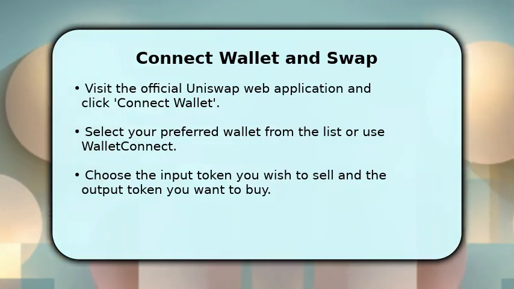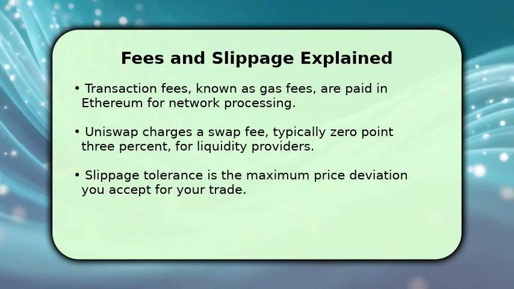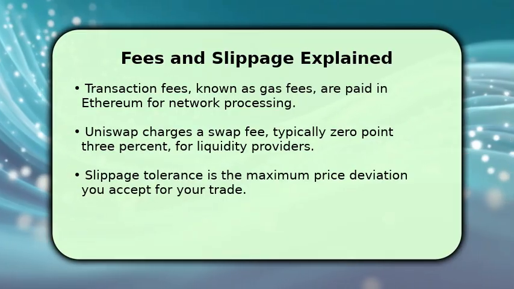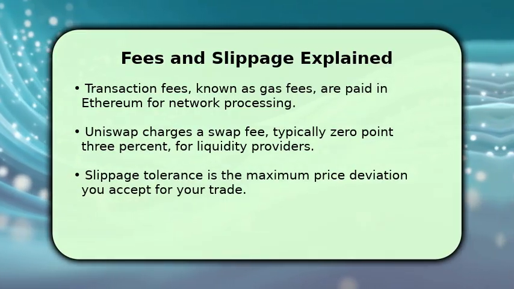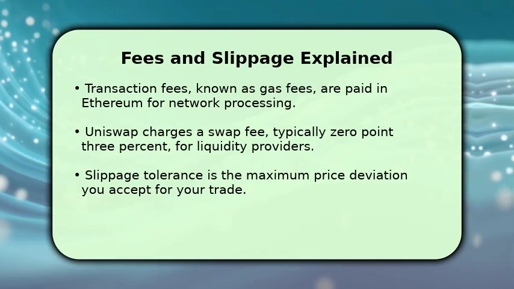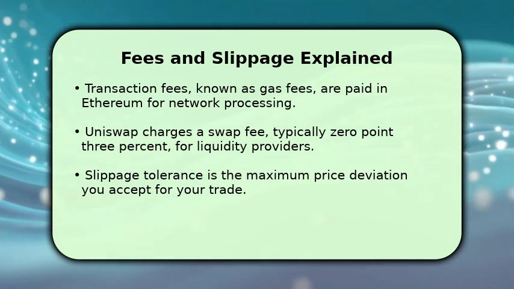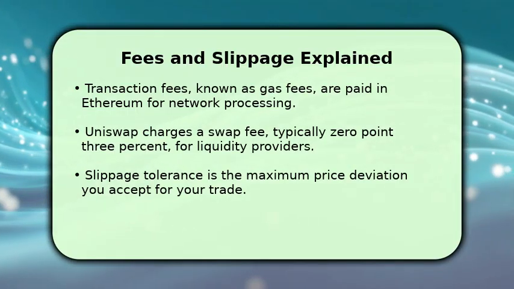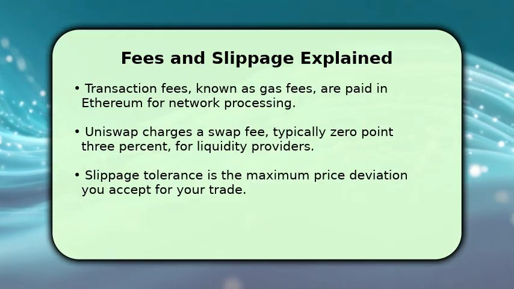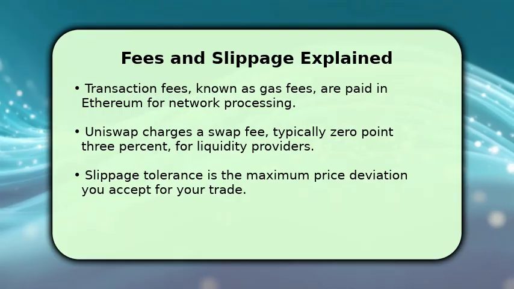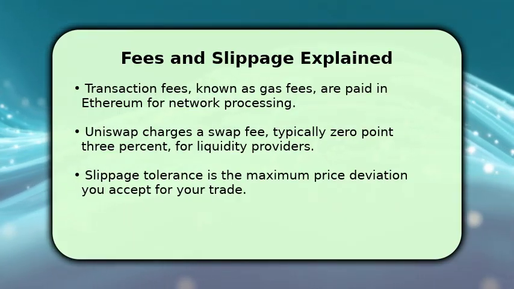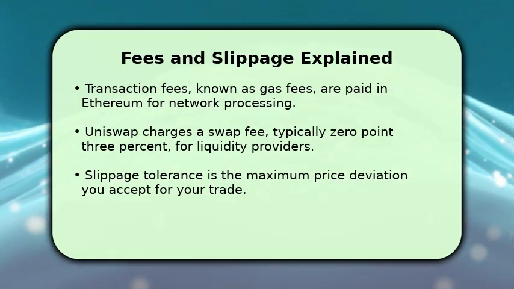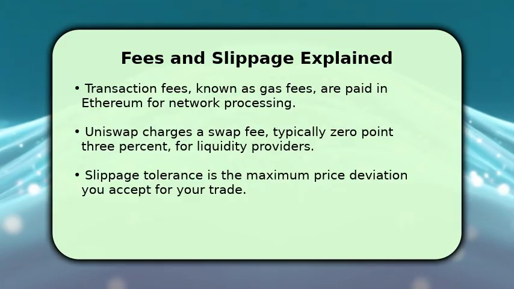It's a straightforward process. When trading on Uniswap, you'll encounter two main types of costs. First, there are gas fees paid in Ethereum which compensate the network for processing your transaction. Second, Uniswap itself charges a small swap fee, usually around 0.3%, which goes to liquidity providers. You'll also see slippage tolerance, which is the maximum percentage your trade's price can move before it fails. The default is often 0.5%.